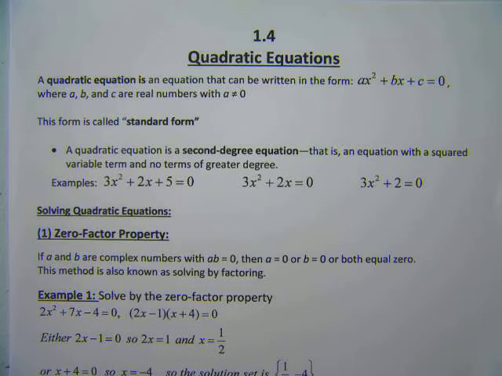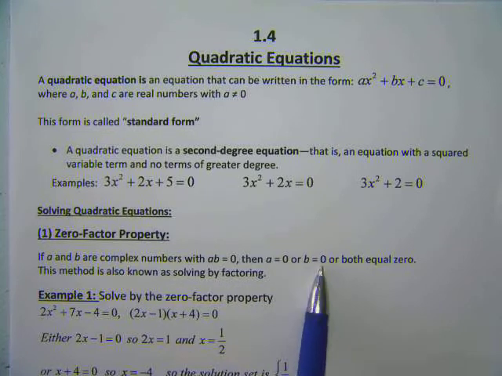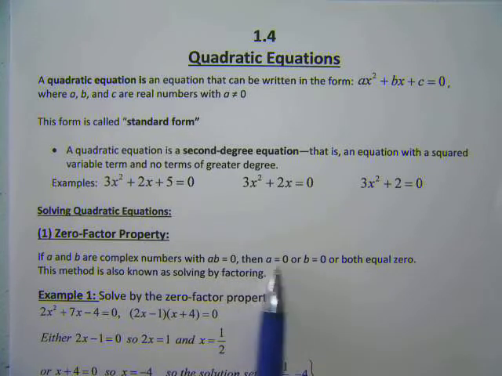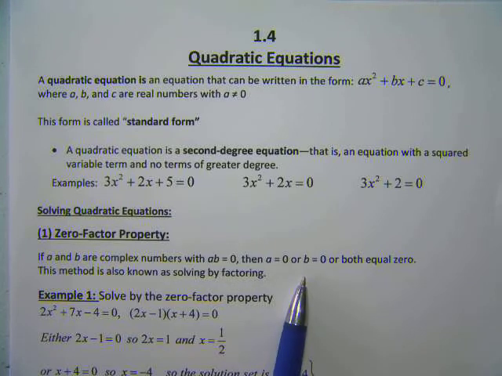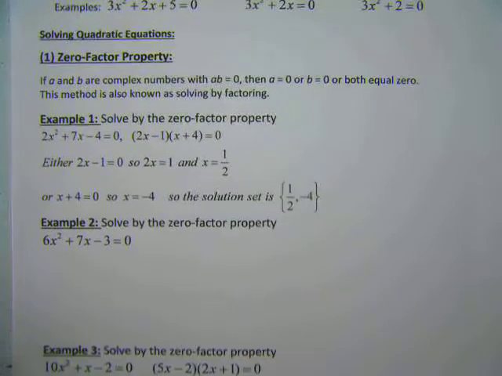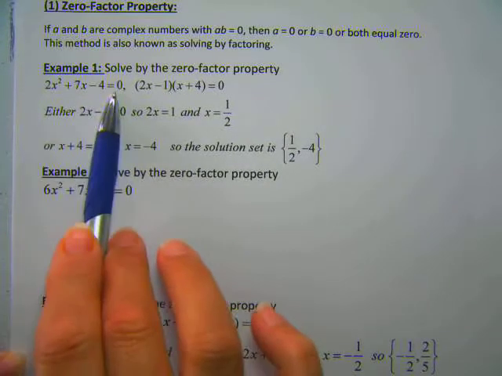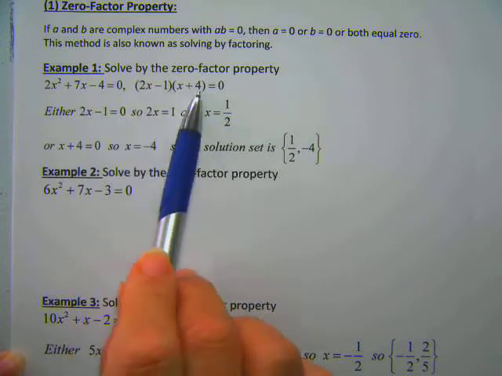The zero factor property simply says if I have any two complex numbers, but remember real numbers are subsets of complex numbers, such that their product is zero, then one of them has to be zero or both. And what is so significant about this is that this is also used to be called in different classes solving by factoring. So the idea is to factor, and once you have a factor, so let's look at example 1 that is already done. So you factor, and once you have a factor, then it's a product.